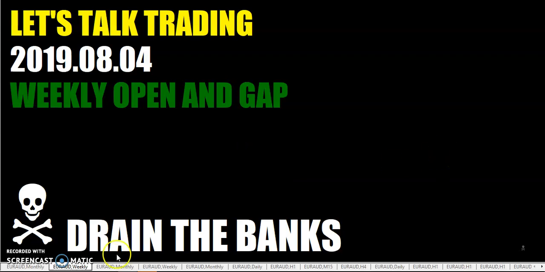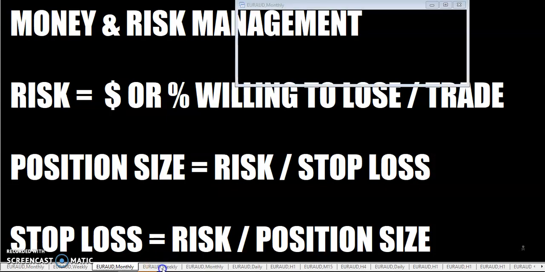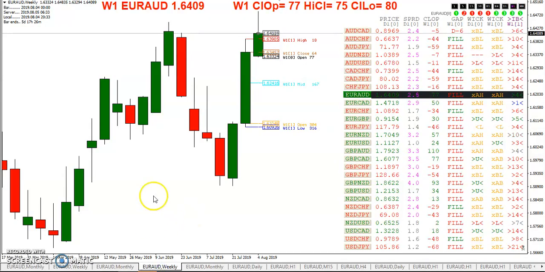Weekly open in gap. But as always, we're early in the month of August. So, once again, money and risk management. Don't forget about it. So, as you noticed, Euro AUD.